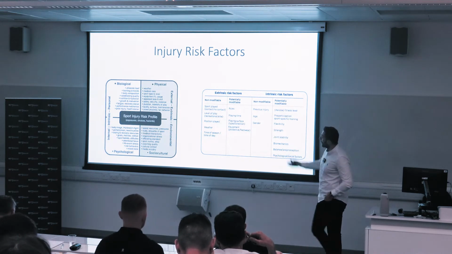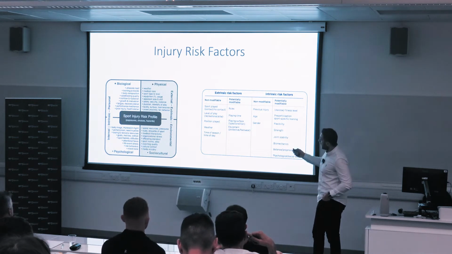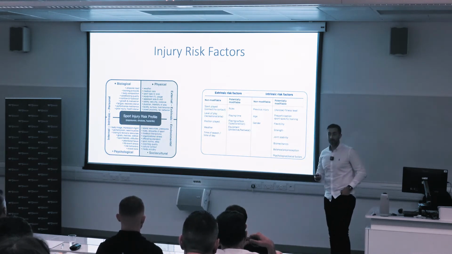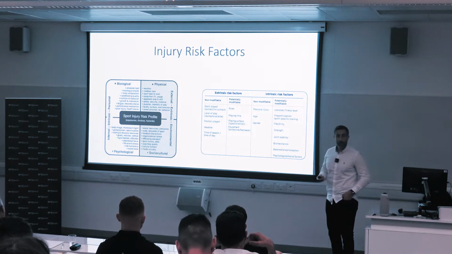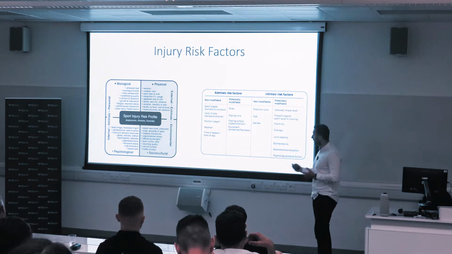So we've got modifiable risk factors, non-modifiable risk factors, and then internal and external risk factors. I'm not going to read through all of those, but there are loads of factors that we need to consider in regards to why an injury may have happened, but also in the rehab process, whether we can modify any of these factors to help get successful outcomes.